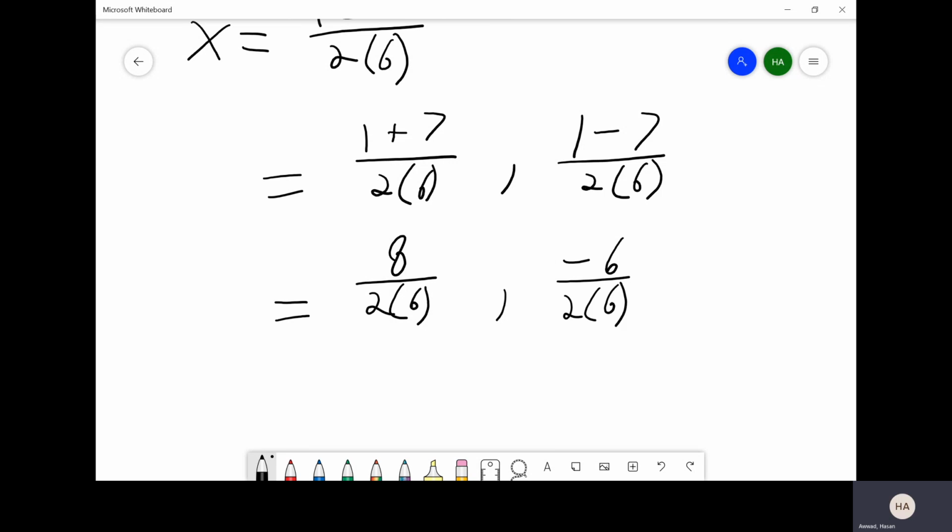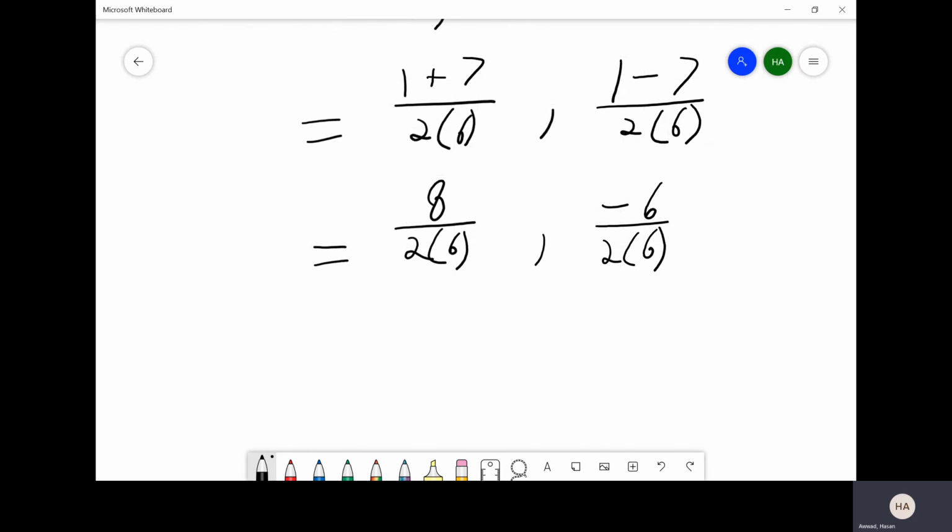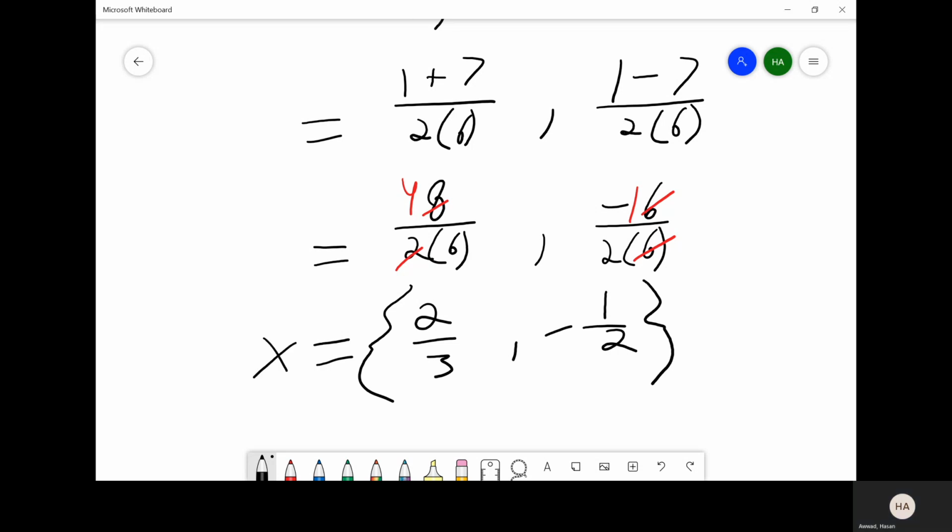And now this is why I told you don't do the multiplication in the bottom, because what do we see happening? Well, our 2 is going to cancel with our 8 and leave us with a 4 up top. And our 6 is going to cancel with our 6 up here and just leave us with a negative 1 up top, right? So what we are actually left with is 4 over 6, which is 2/3, right? We can do that in our heads. So we get 2/3 here and negative 1/2. And this is our solution set.